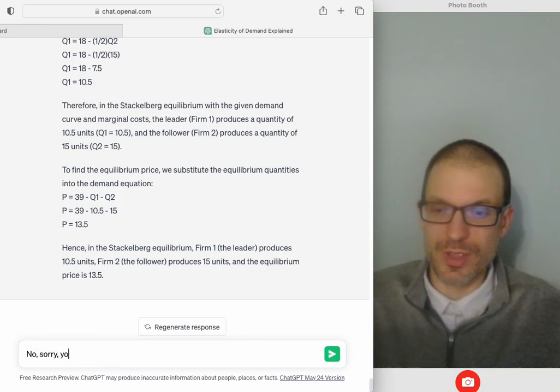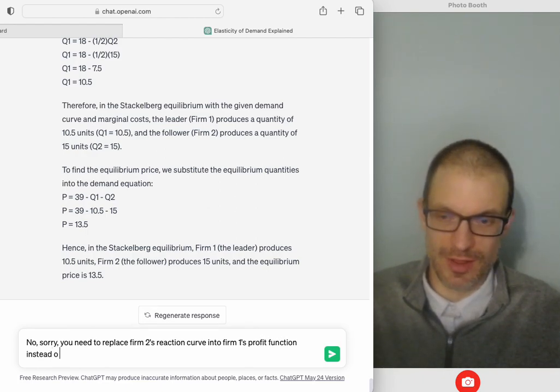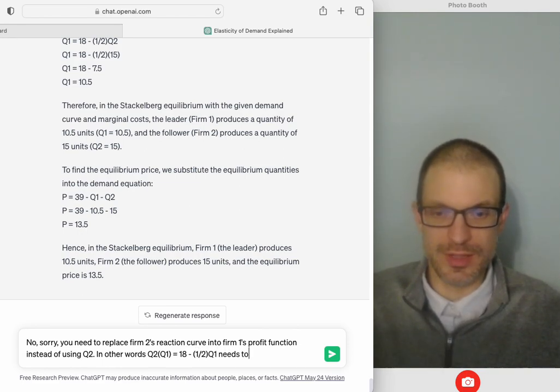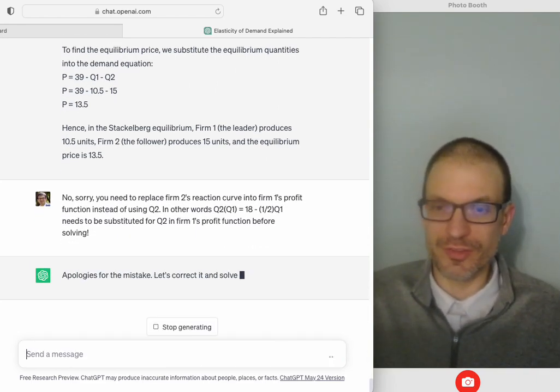No, sorry, you need to replace firm 2's reaction curve into firm 1's profit function instead of using Q2. In other words, Q2 of Q1 equals 18 minus 1/2 Q1. That needs to be substituted for Q2 in firm 1's profit function before solving. Now let's see if it can figure this out.